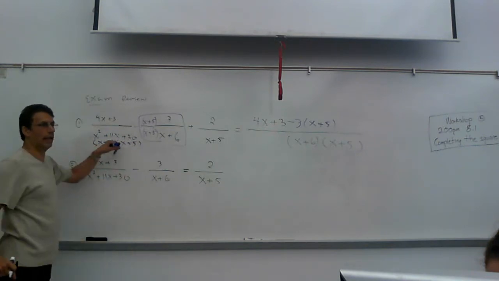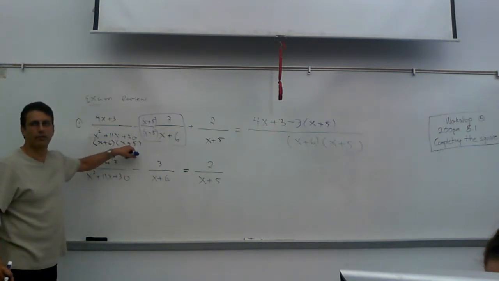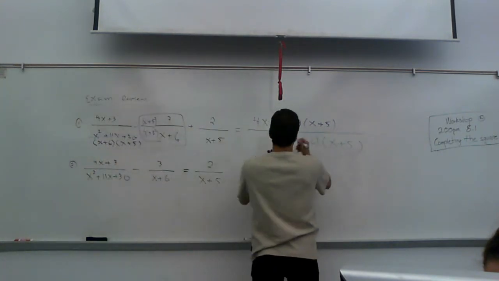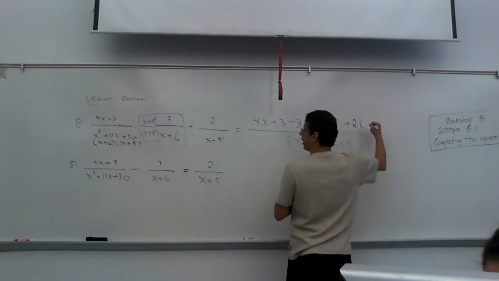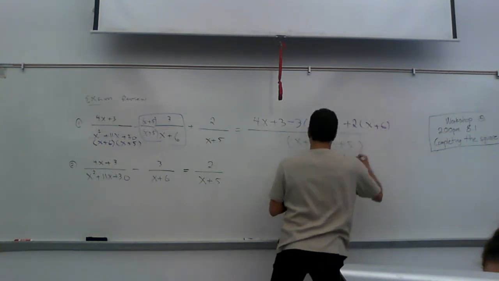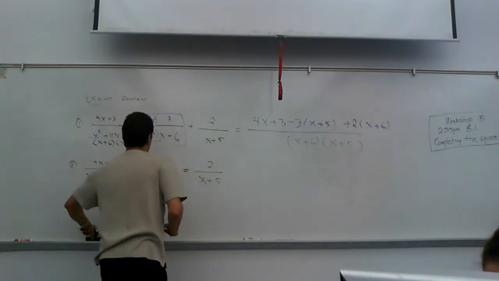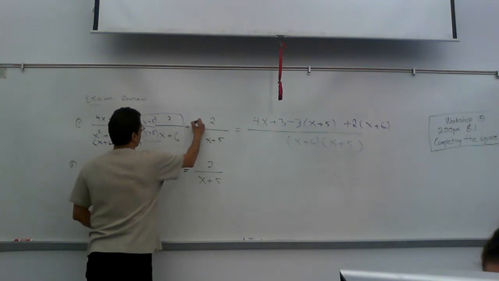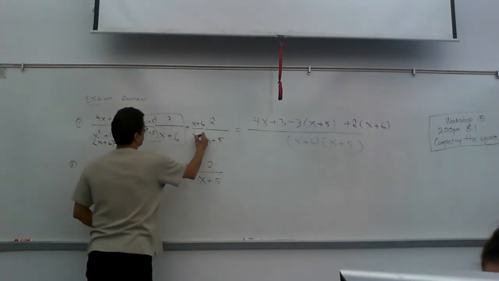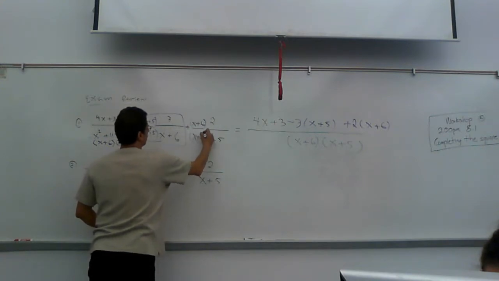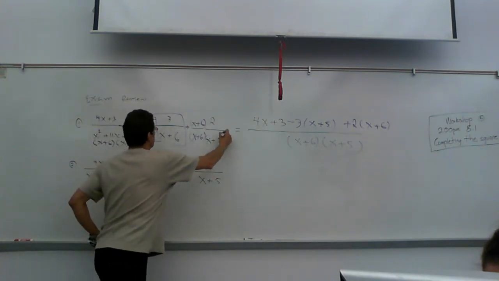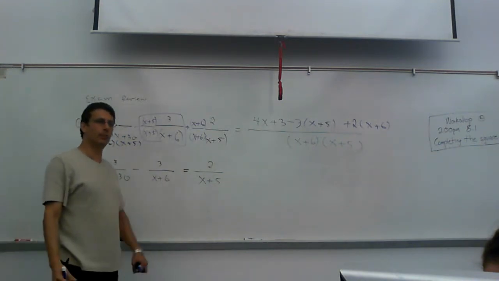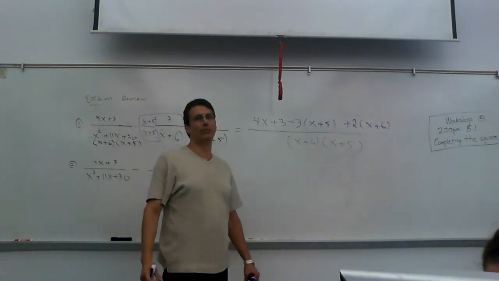What about this guy? You compare it with the LCD, x plus 6, x plus 5, the product. So what is missing here? Plus 6. Therefore, you need plus 2 times x plus 6, which, again, if we have a hard time seeing that, we can do this. Right? 2 times x plus 6. This is x plus 5. So we see why we are doing it. If you learn the process and why you do it, you won't make that mistake anymore.